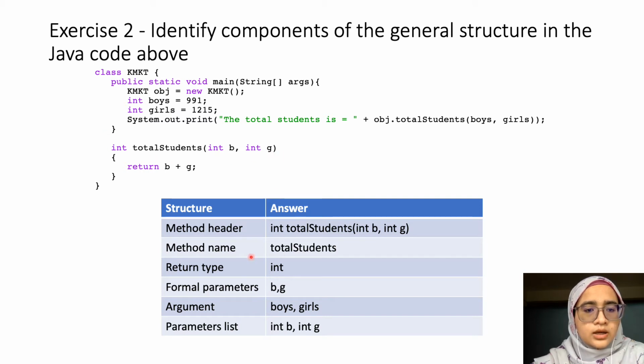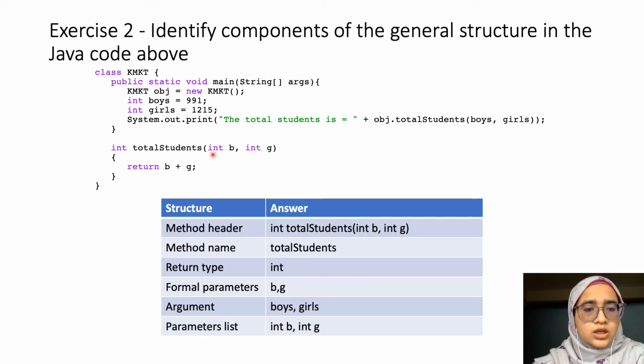Okay, and the method name would be total students. Return type would be integer. The formal parameters would be B and G. The argument would be boys, comma, girls. Okay, this one is the argument. It is in the method call. Parameter list would be integer B, integer G.